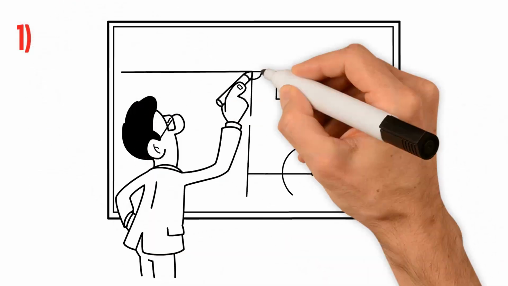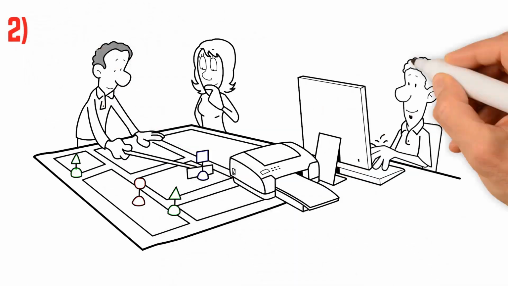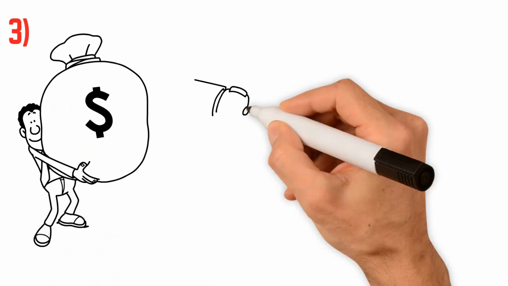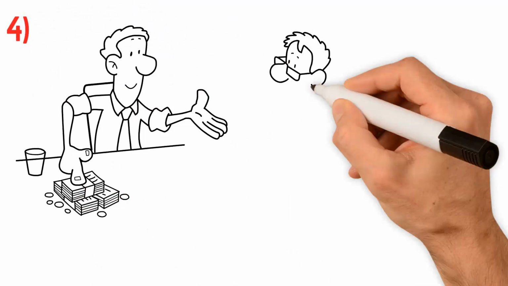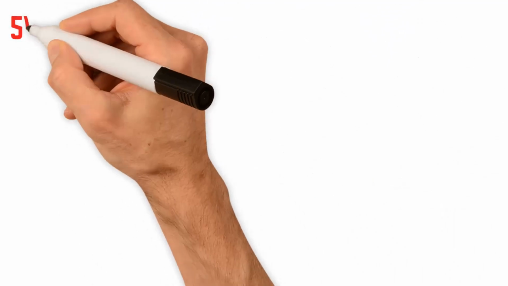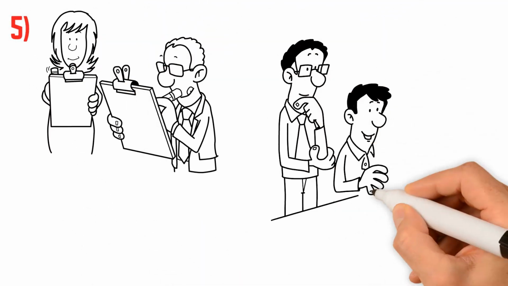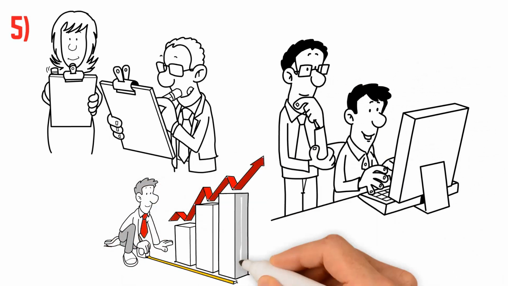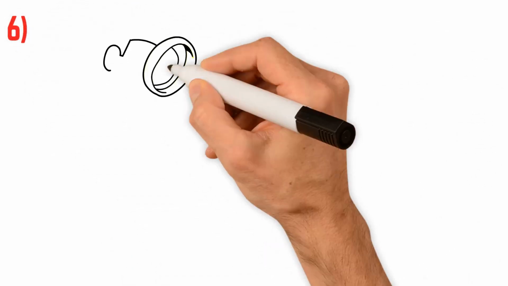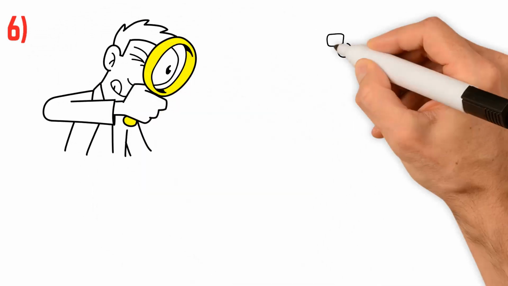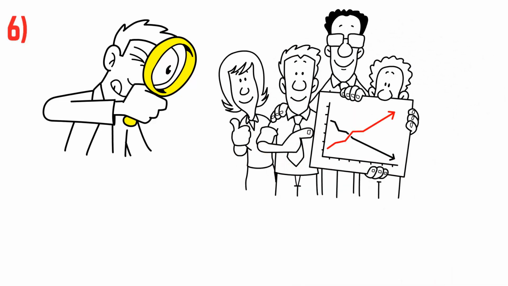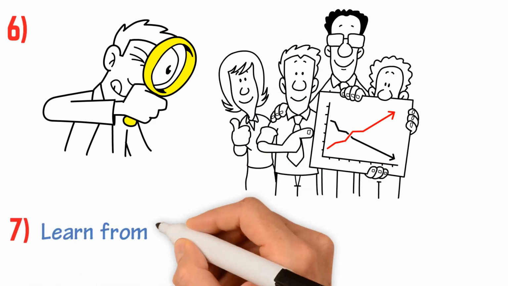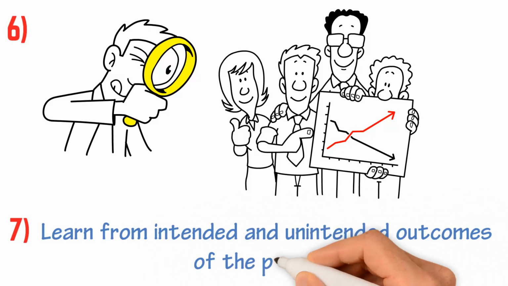1. Form the strategy. 2. Prepare, plan, and pilot implementation activities. 3. Allocate financial, time, and talent resources for strategy execution. 4. Communicate and sell the strategy. 5. Recruit, train, incentivize, and develop competencies for strategy implementation. 6. Formally and informally monitor and compare the efforts and results of the implementation with predetermined outcomes. And 7. Learn from intended and unintended outcomes of the process.